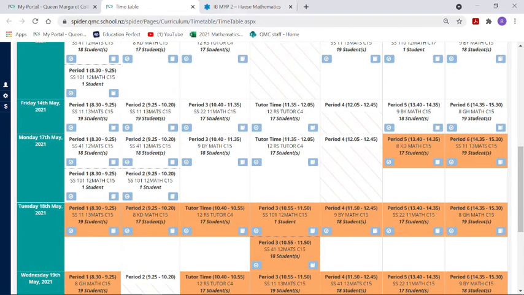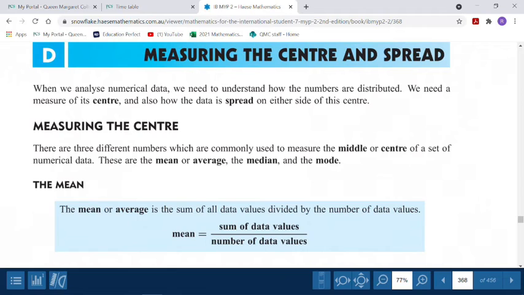So, here we go. It's on page 368. You should know that. Page 368. You don't have to look on yours, we can look on mine. So, when we analyze numerical data, we need to understand how numbers are distributed. And one of the most important measures is the measure of center. We're also going to talk later about how the data is spread out, but we're going to talk about that next time. And we'll continue to talk about that. That's very important data as well. And here you see the three that we just talked about.